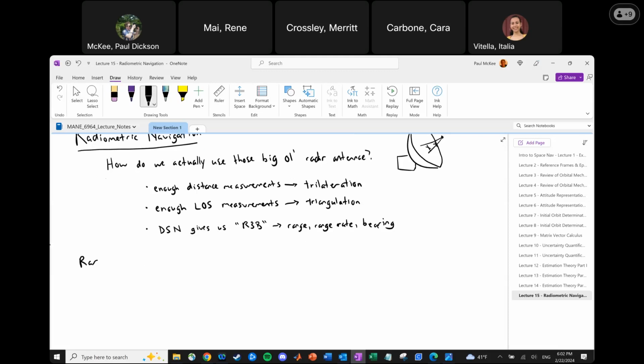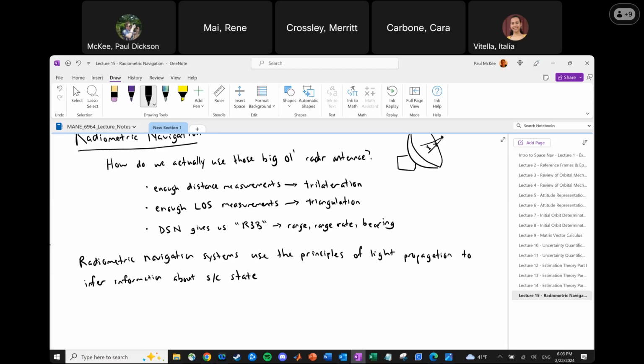So radiometric navigation systems use the principles of light propagation to infer, I'm going to use the word infer, information about spacecraft state. These systems use radio waves.